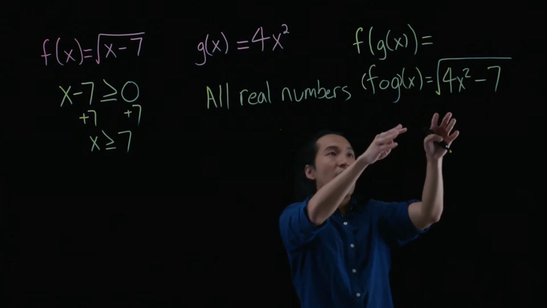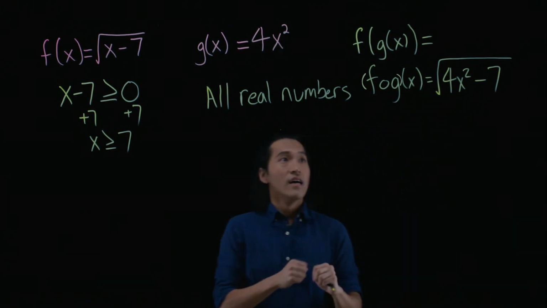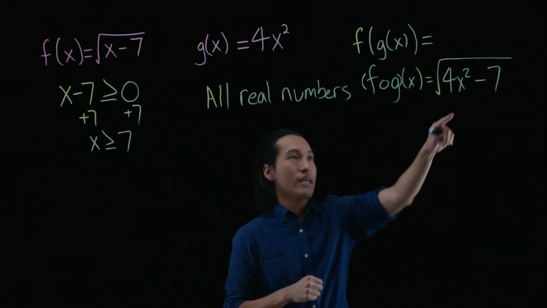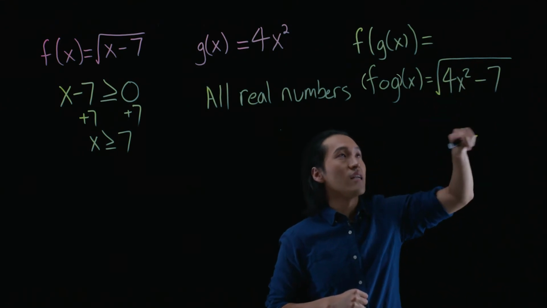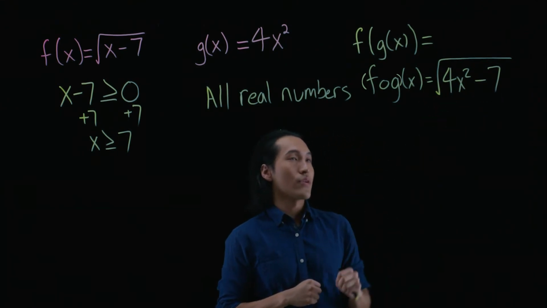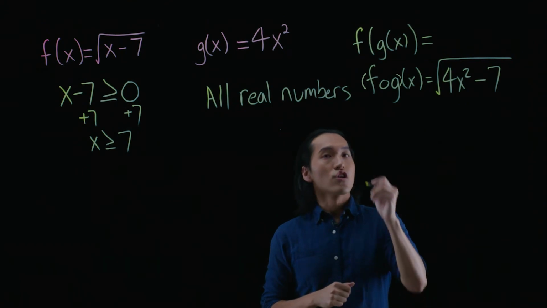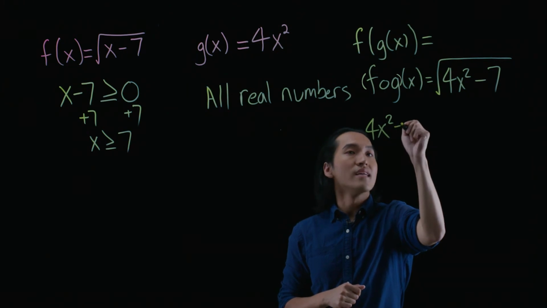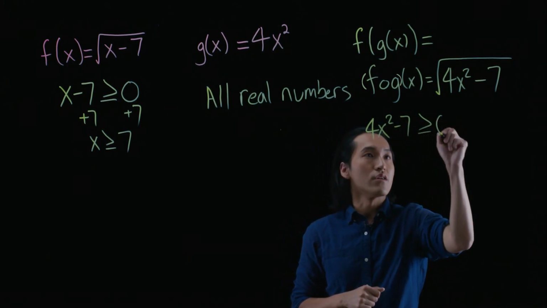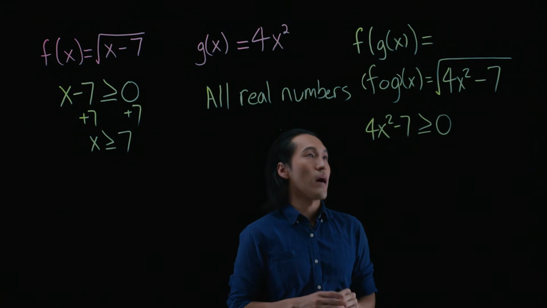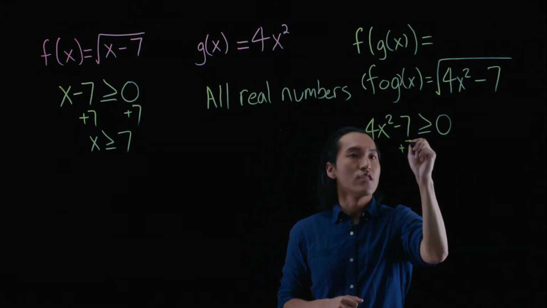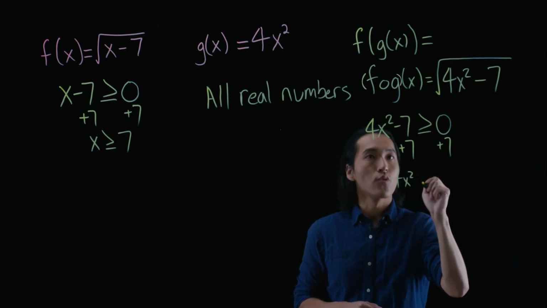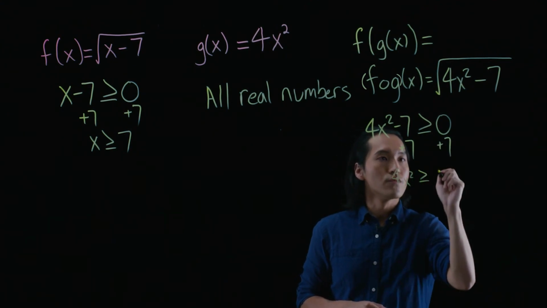And now they want us to find the domain for this function. The way we find the domain for this function is the same way we found the domain for the first function. Again, we can't have a negative result inside of the square root, otherwise that would give us an imaginary number. So we can do 4x squared minus 7 is greater than or equal to 0. The end result has to be positive, cannot be negative. So to solve this, we add 7 to both sides. That gives us 4x squared is greater than or equal to 7.